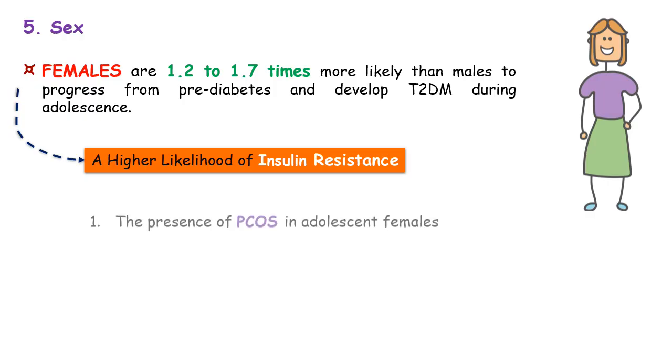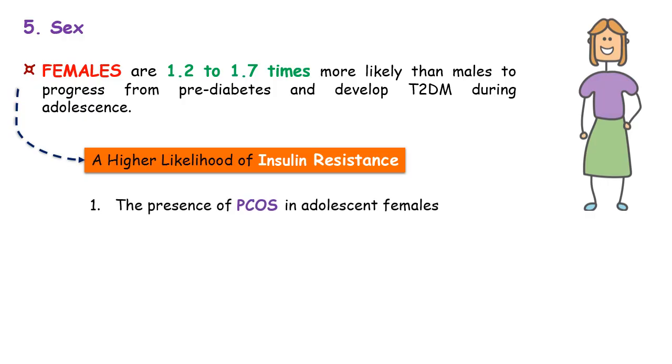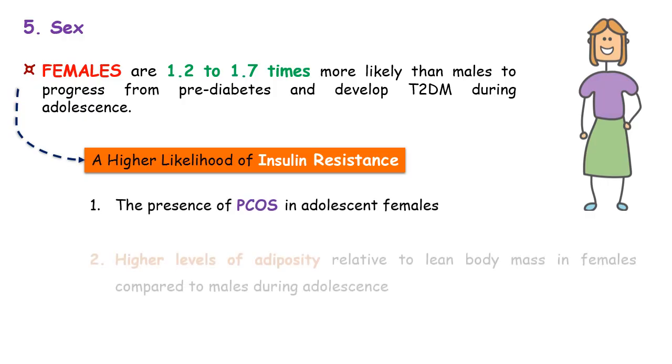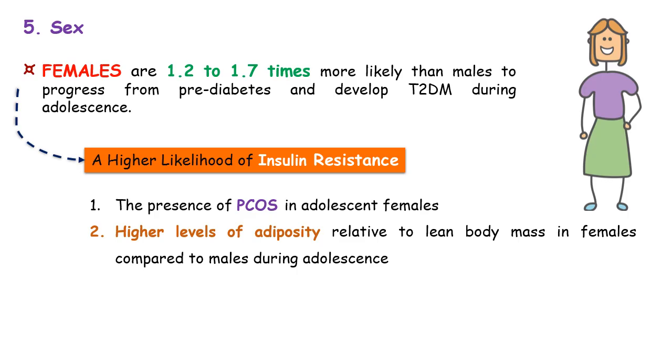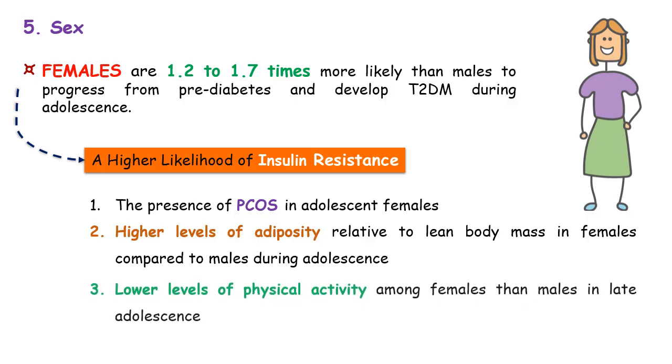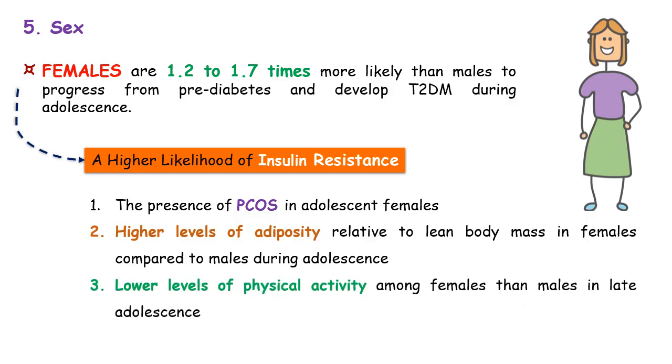1. The presence of polycystic ovary syndrome in adolescent females. 2. Higher levels of adiposity relative to lean body mass in females compared to males during adolescence. 3. Lower levels of physical activity among females than males in late adolescence.